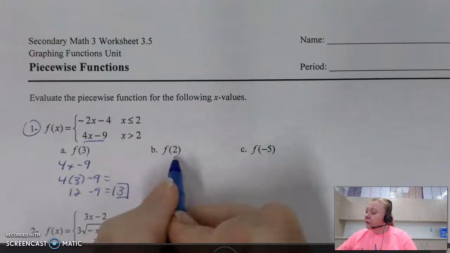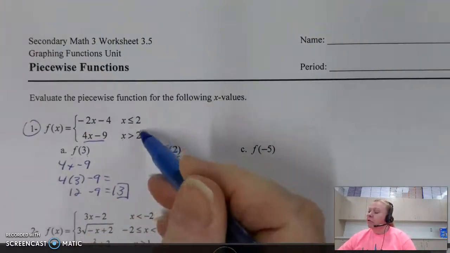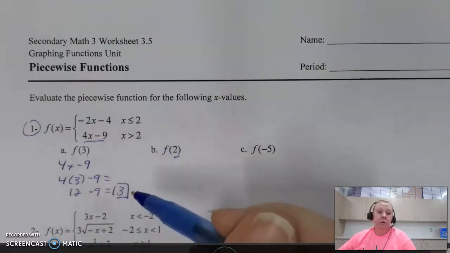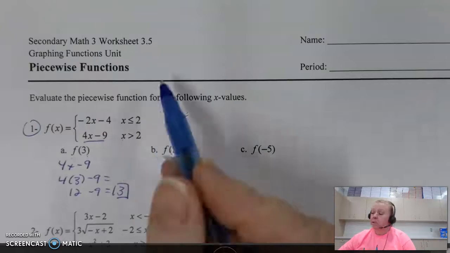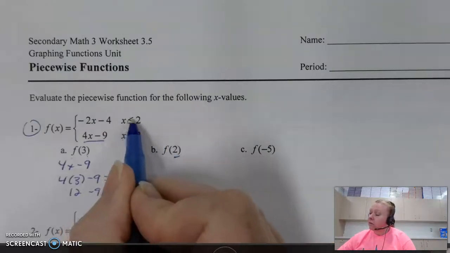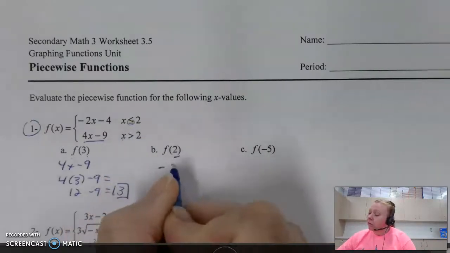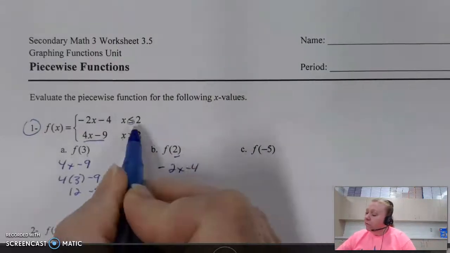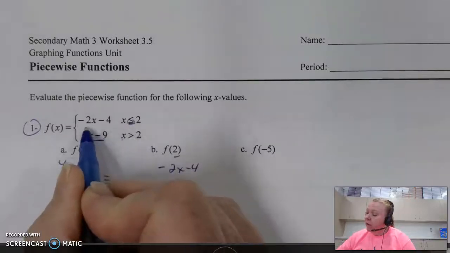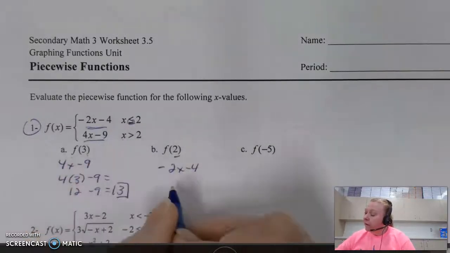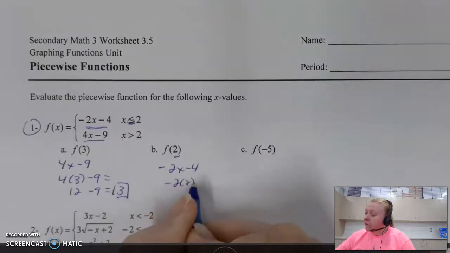Now this one's a little tricky, f of 2, because you see 2 in both places, but it's not defined in both places. You need to find where it equals. Since the equal is here, we're going to use negative 2x minus 4. So you find where the equal is, and that is the function. And then we're going to plug in.